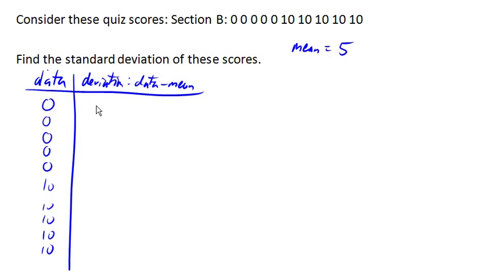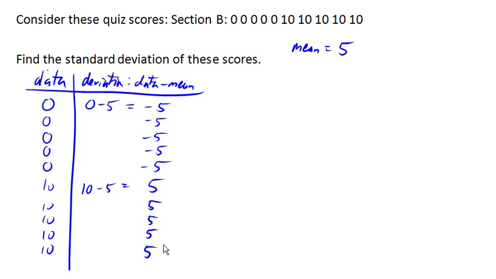So the deviation here is data minus mean, which is negative 5. And I think you can trust me that all these other zeros are going to be the same. And then for the 10, 10 minus 5 is positive 5, and so on down the line.